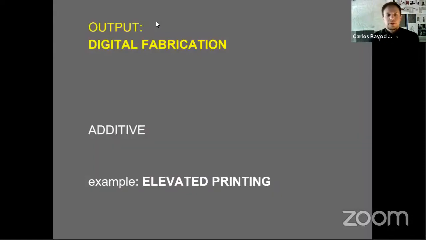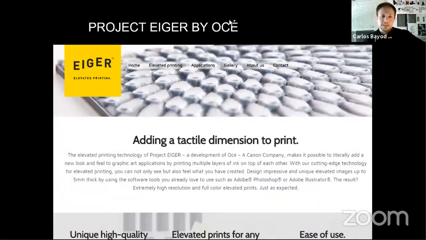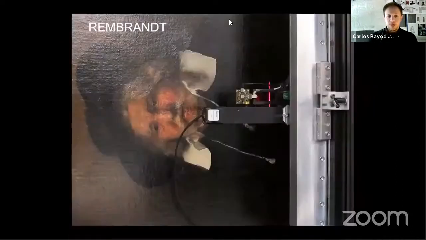Finally, one of the 3D printing methods that we are using more often recently is what is called elevated printing. It's a kind of 3D printing that is basically for 2.5 dimensions. This was developed by Océ, which was part of Canon, and we started working with them more than 5 years ago, and now we actually own one of the machines capable of doing this elevated printing fabrication technique.